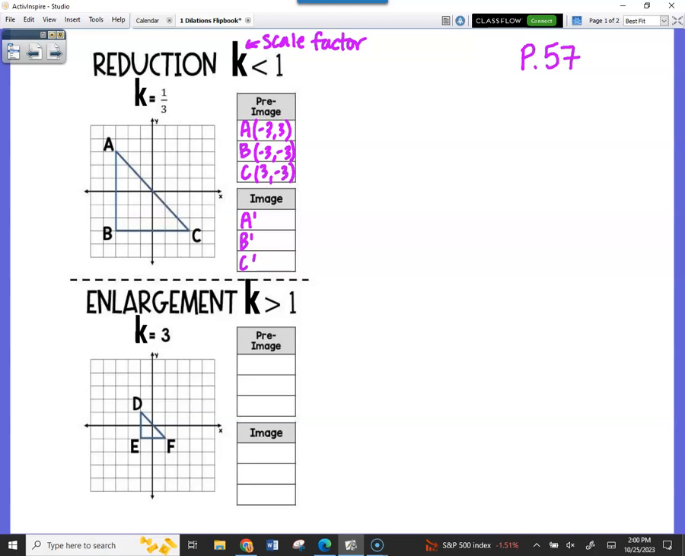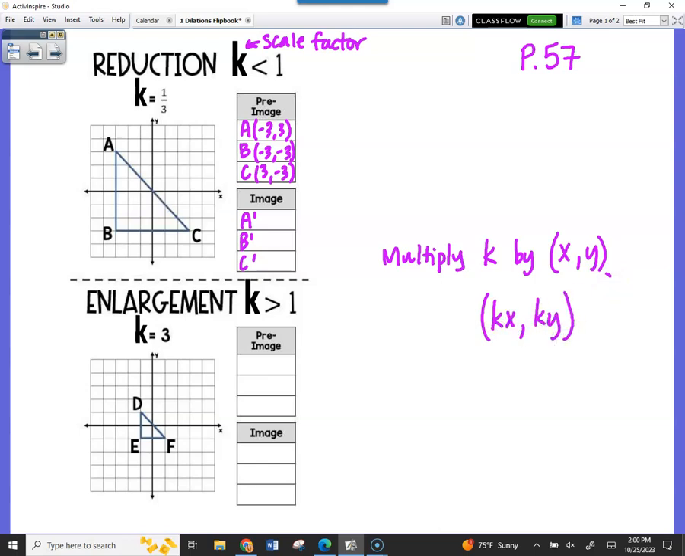How do you dilate pre-images? You are going to multiply the scale factor by the individual coordinate points. So you're going to get k times x and k times y. So go to your calculator. We're going to look at A. You with me? Let me pull mine up.